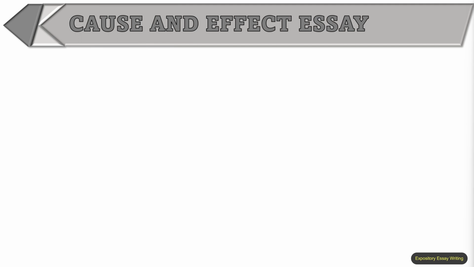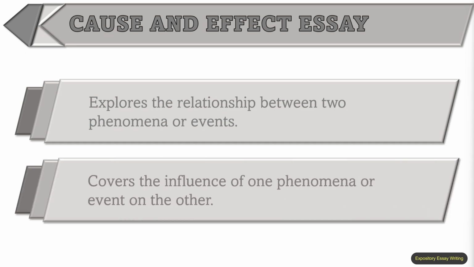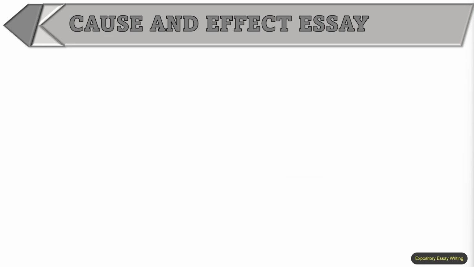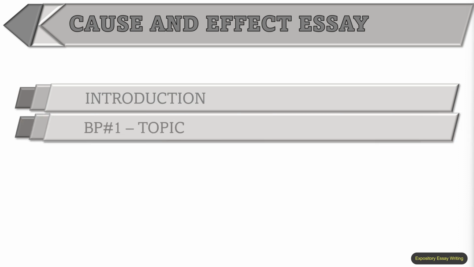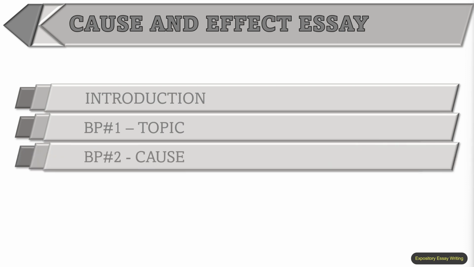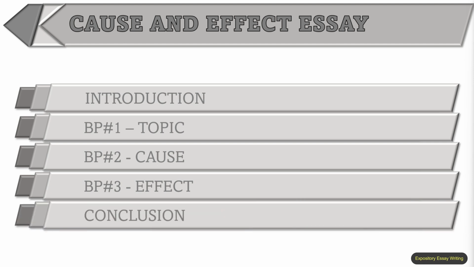A cause and effect essay explains why and how something happened and what are the consequences. A cause and effect essay also begins with an introduction and its ever-present hook or grabber. Body paragraph 1 will cover the topic of the essay. Body paragraph 2 will include the cause, while body paragraph 3 will discuss the effect. Then present a conclusion.